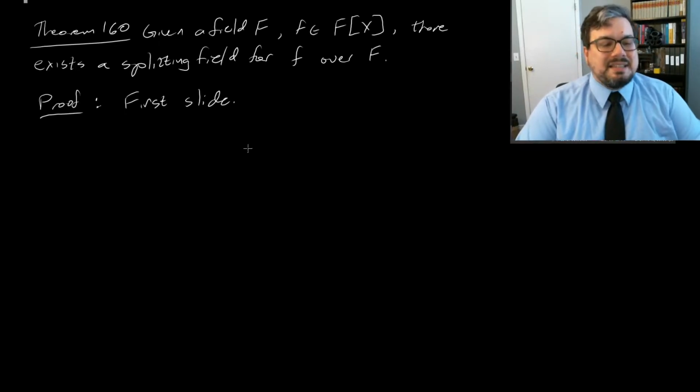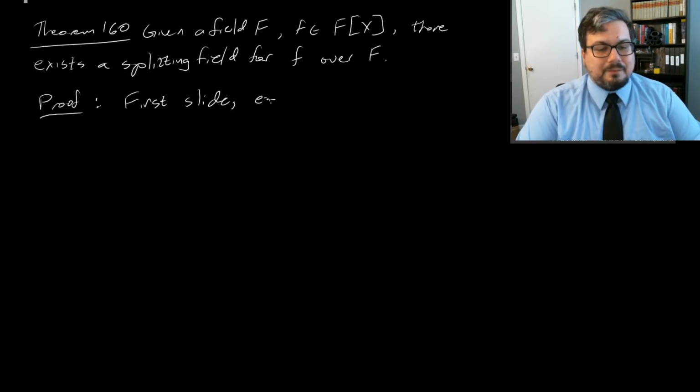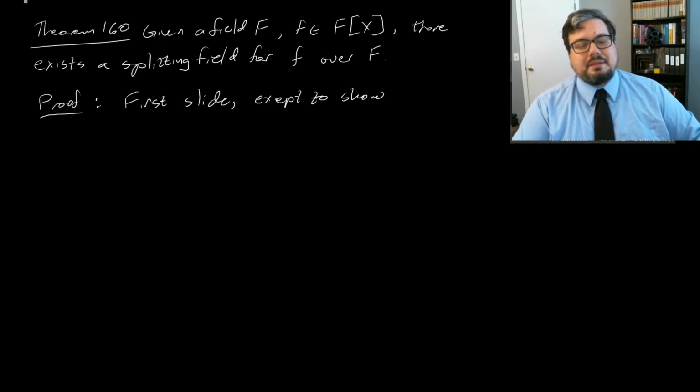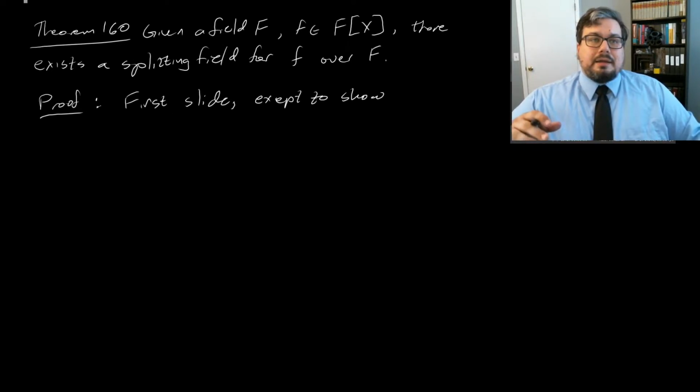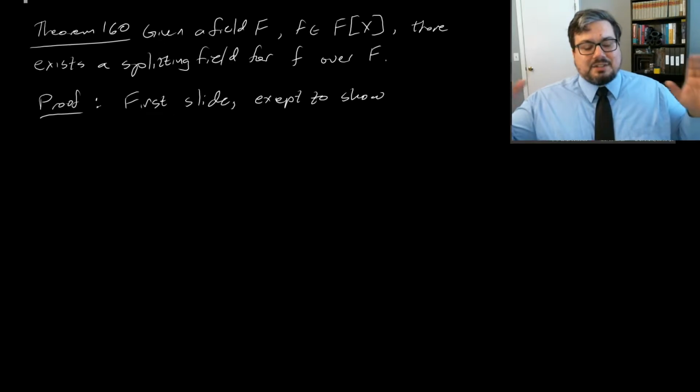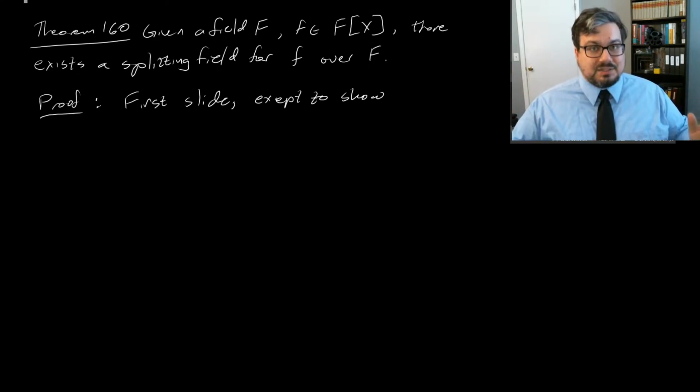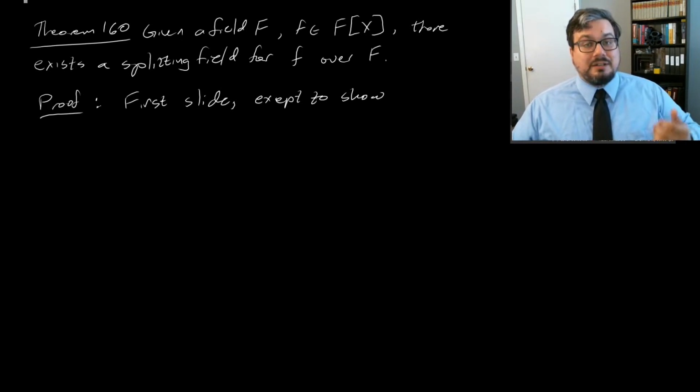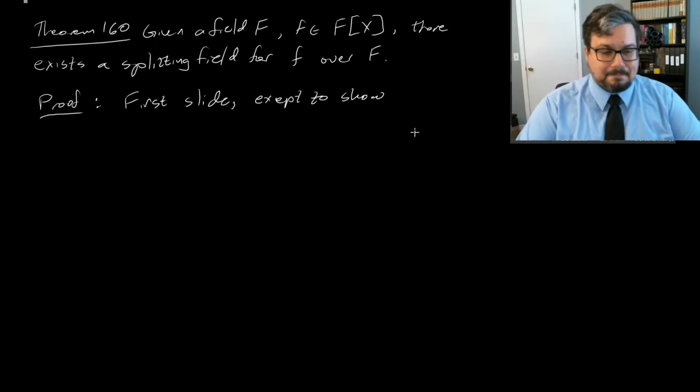Now, the one thing that's left is to show that a splitting field exists within the fields that we created. So based on the arguments of the first slide, we will have constructed a field in which f splits. So the field that we've created will be one in which f splits, but we haven't yet shown that it is a splitting field for it because it might be too big.